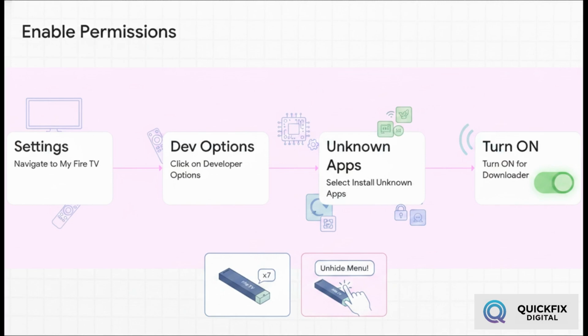Now, a really quick fallback here. If you don't happen to see the Developer Options menu at all, don't panic. Just go to Settings, My Fire TV, click About, select Fire TV Stick, and then hit your Select button exactly 7 times. That little trick will unhide the Developer Options menu so you can keep going.